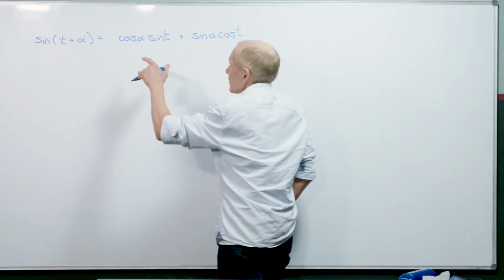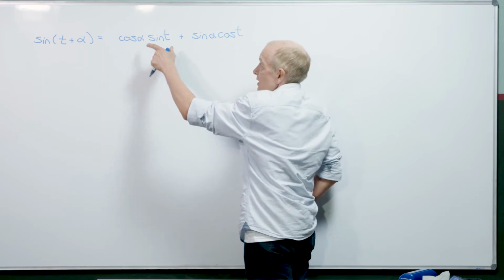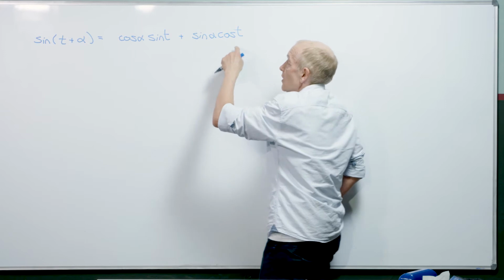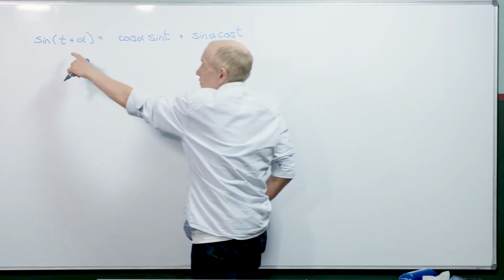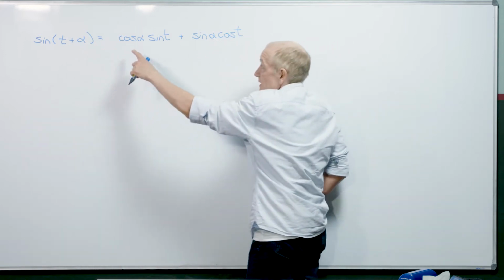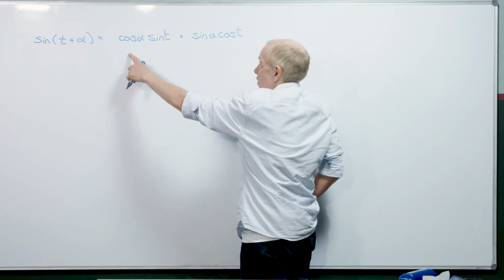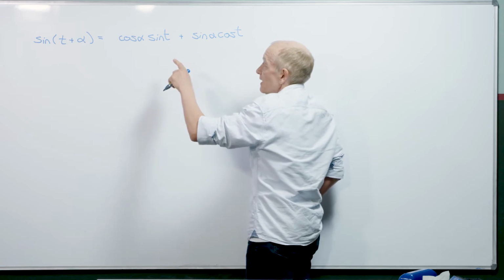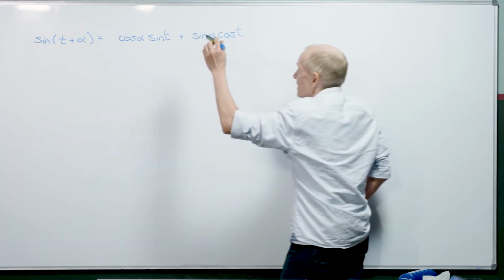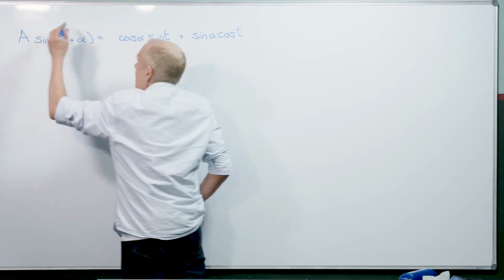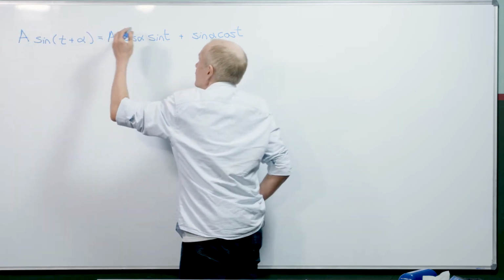So here, as we've seen, we're interested in writing something times sine plus something else times cos as a single sine function. If these numbers are larger than 1, we're in a bit of trouble because cos alpha and sine alpha can't be larger than 1. So one way of dealing with this is to multiply this equation through by a, or an amplitude.